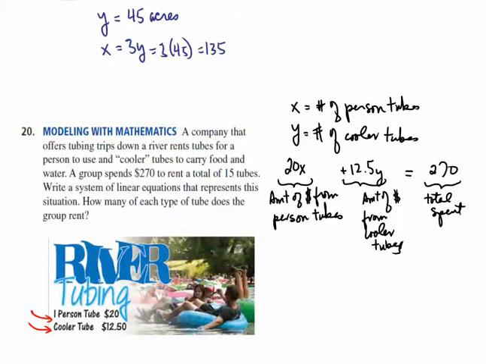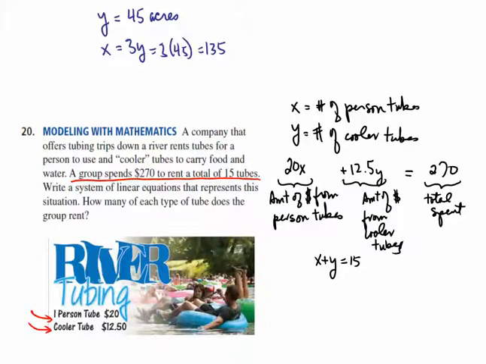Then it says, actually this is all together, that the group spends $270 to rent a total of 15 tubes. Well, since there are 15 tubes, then we know that x plus y has to equal 15. So we have two equations: 20x plus 12.5y is 270, and x plus y is 15.